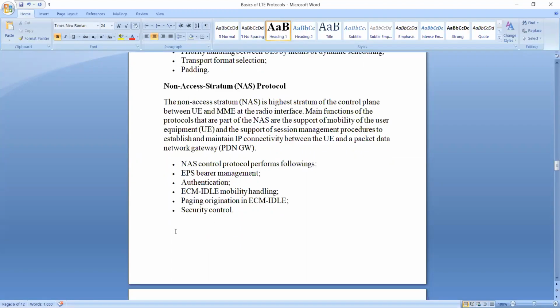This NAS layer is also responsible for security control. Whenever UE makes an attach request, it will ask for an authentication request. So NAS authentication will happen during the attach procedure. We will see in detail.